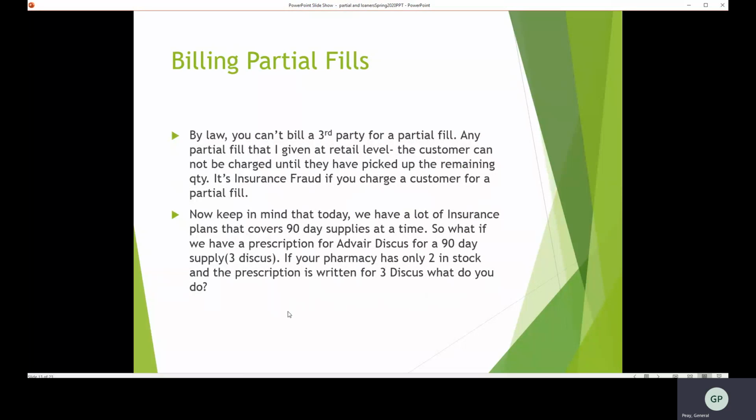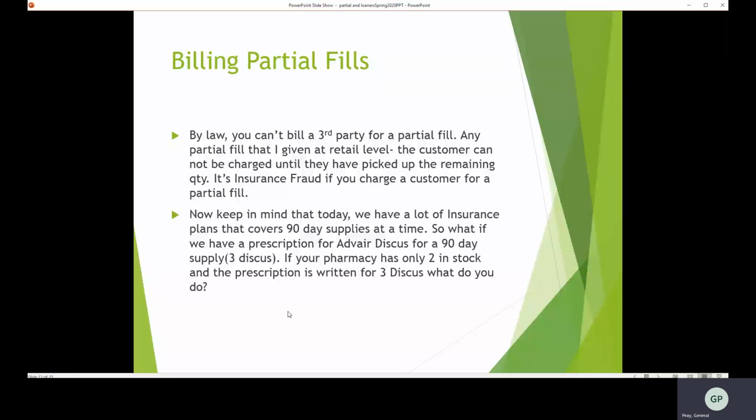This is just FYI. By law, you can't bill a third party for a partial fill. Most computer systems are set up where you can't even do it if you wanted to, because it's considered insurance fraud. And what I mean by bill a third party: if a person's copay is normally $20 and you have to partial a prescription, meaning you give them a partial amount until they get the remaining quantity in, you can't charge them for the 3 pills.